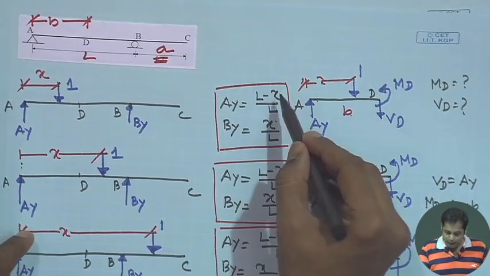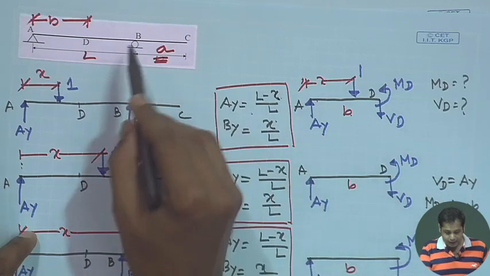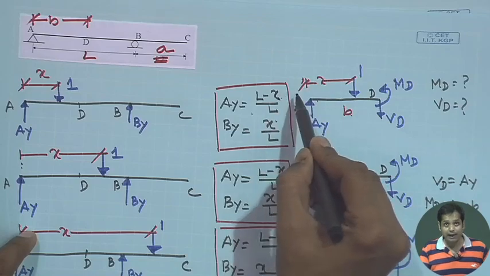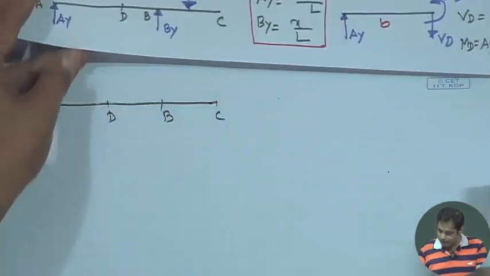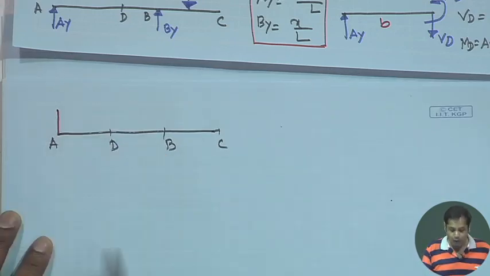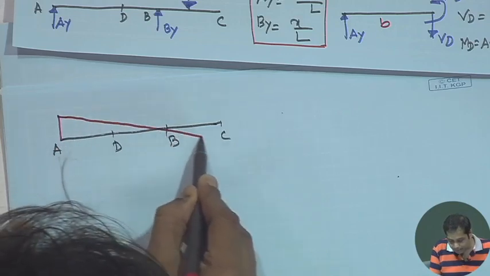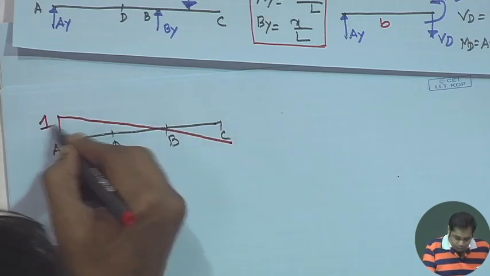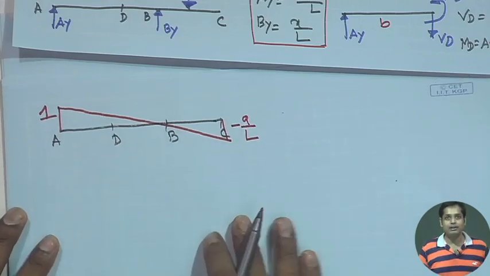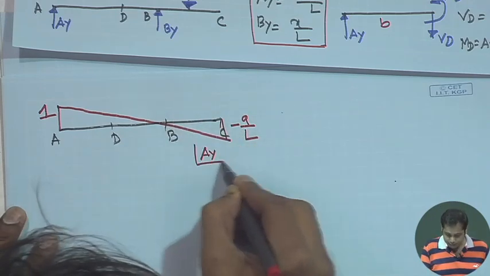So, if we substitute x is equal to 0, then it becomes 1, at x is equal to L, it becomes 0, and then at x is equal to L plus A, it becomes minus A by L. So, the influence line becomes 1 at A, at B it is 0, and it is linearly varying. So, this becomes 1 and this becomes minus A by L. Okay. So, this is the influence line for A y.